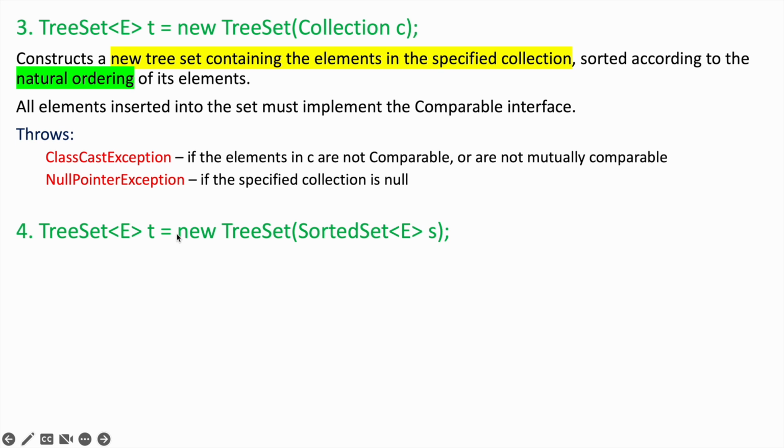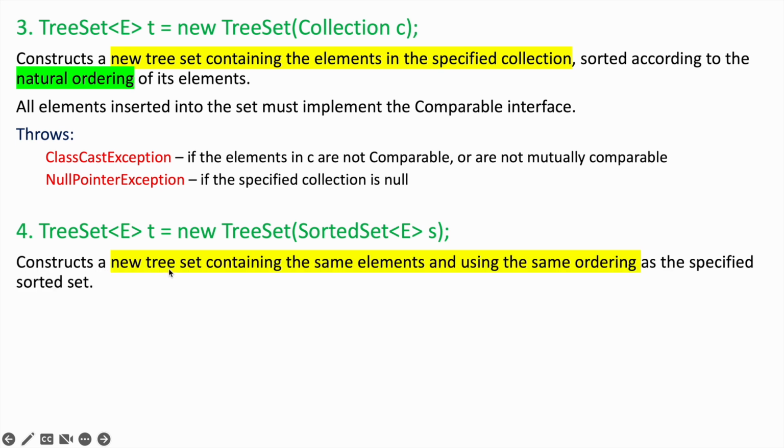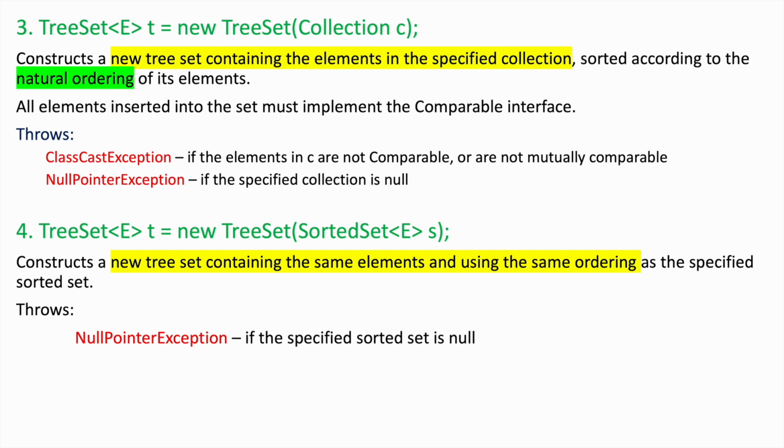The next constructor is TreeSet t = new TreeSet(sortedSet). It constructs a new TreeSet containing the same elements and in the same order as the specified sorted set. So whatever elements are there in the sorted set, the same elements in the same order will be copied. And this constructor also may throw NullPointerException if the sorted set is null. So these are all the four main constructors of TreeSet.